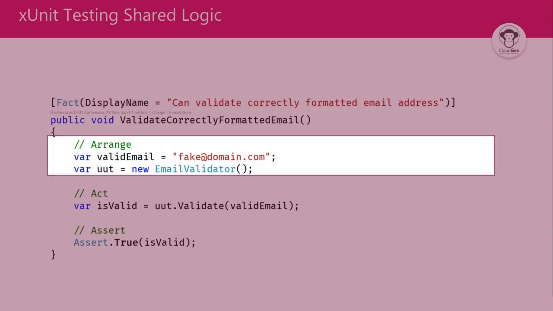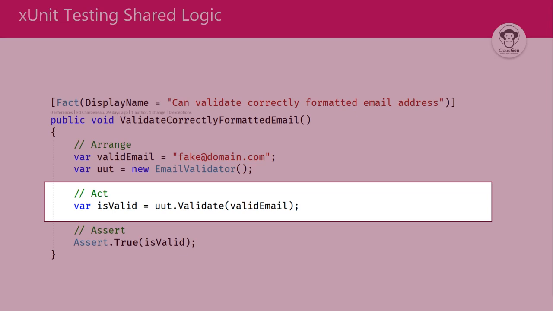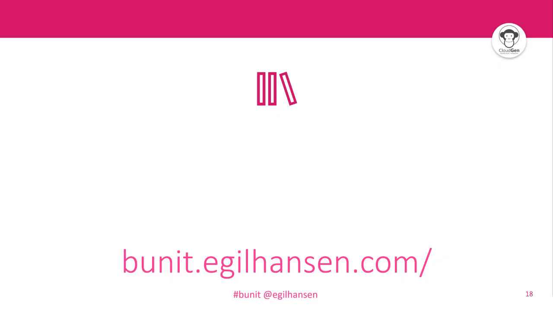Then we arrange what we're going to test. We create the unit under test. We act on that unit under test to do some sort of action, exercise that class, and then we assert that some state in that object is true. So that's the general idea of how a basic unit test works. And then we're going to move on here to talk about bUnit in just a moment.